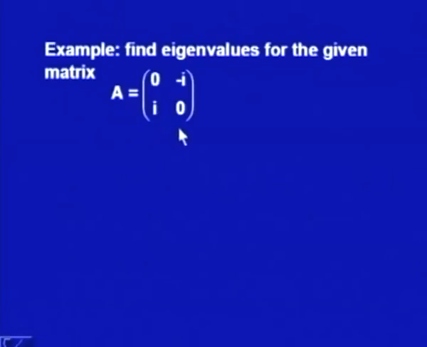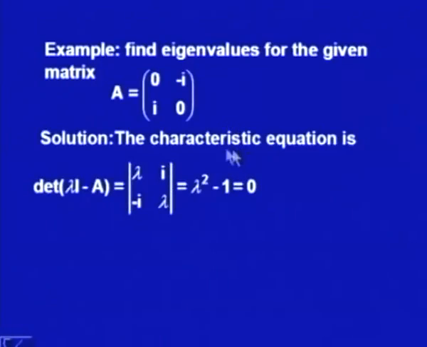We illustrate this with an example. Let us consider a matrix A consisting of 0, minus i in the first row, and i, 0 in the second row. So it's a 2 by 2 Hermitian matrix. We'll see what its eigenvalues are. To calculate the eigenvalues of this matrix, I have to compute lambda I minus A. So the determinant of lambda I minus A equal to 0 is the characteristic equation for this given matrix, and for this, lambda I minus A is to be computed.